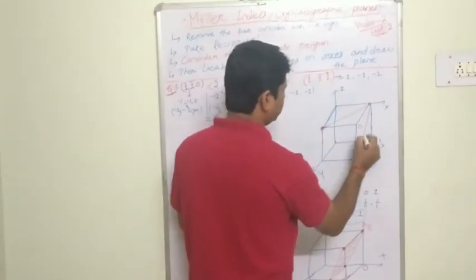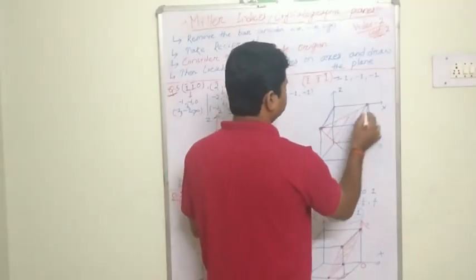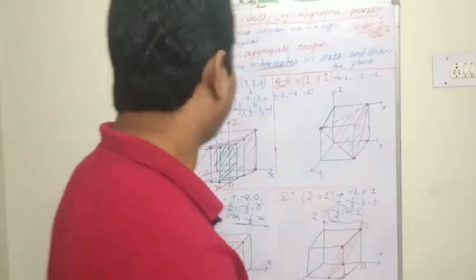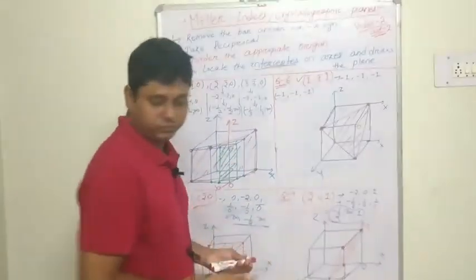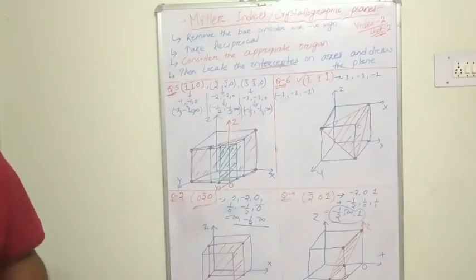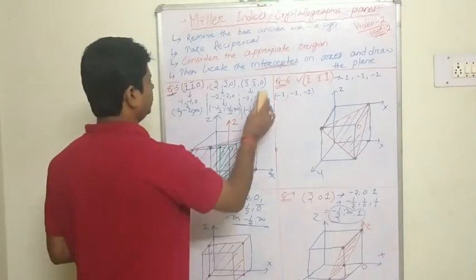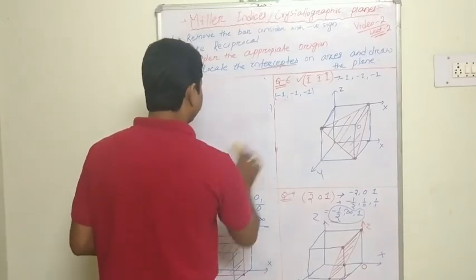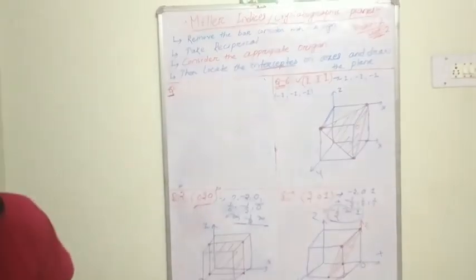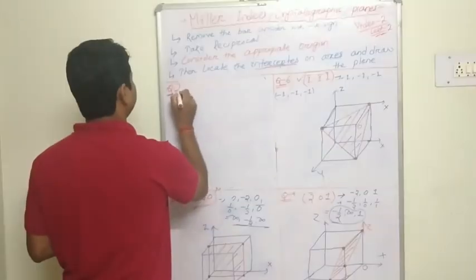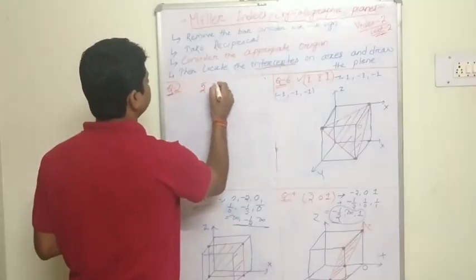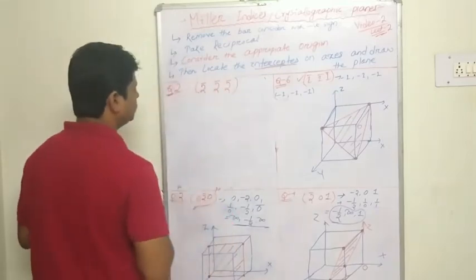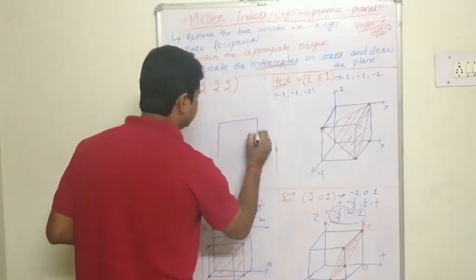So after joining these three, we are going to get the required plane having the Miller indices 1 bar, 1 bar and 1 bar. Now we have to consider 2 bar, 2 bar and 2 bar. Okay, 2 bar, 2 bar, 2 bar, that is the 7th number question. These are the Miller indices that have been given. For that we have to draw the unit cell.